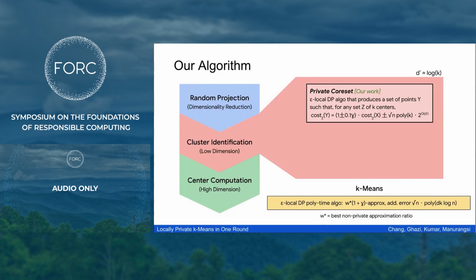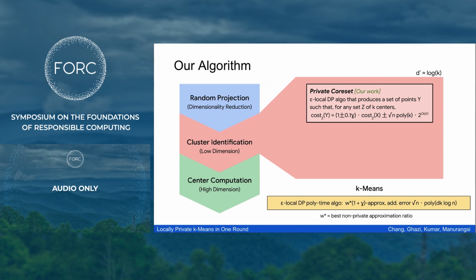What we can show is, in fact, a local DP algorithm that can produce a private core set of the input set. And just to recall what a core set is: a set of points y such that for any set C of k centers, the cost of y with respect to C is roughly the same as the cost of the input point set x with respect to C, up to some small multiplicative and small additive errors.